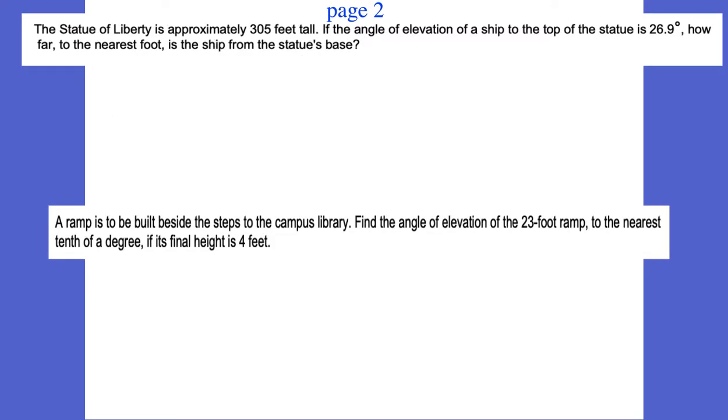All right, some more word problems. We have the Statue of Liberty problem. We're just working our way down the page. So the Statue of Liberty is approximately 305 feet tall. And we have an angle of elevation of a ship to the top of the statue of 26.9 degrees.